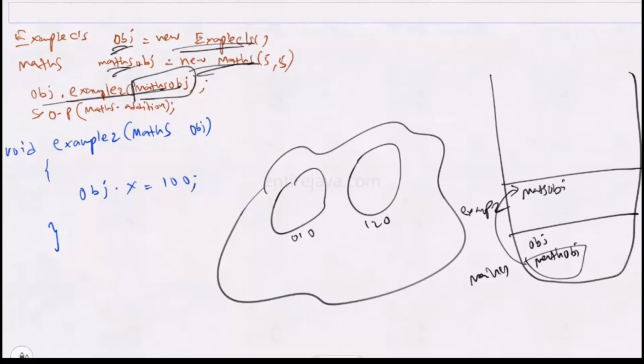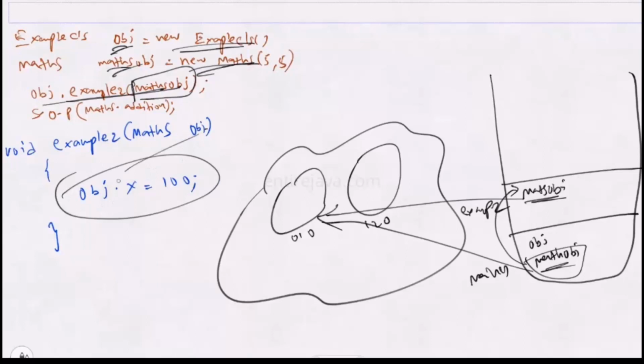But take note of this. Both these 2 reference variables are actually pointing to the same object. Hence, this statement in here, object.x, if we make it 100, the change will reflect in here as well. When we do system.out.println mathsObject.addition, then it's going to find the sum of 100 and 5, because the value x, which was 5, is now updated to 100. Now let's go back to our code.